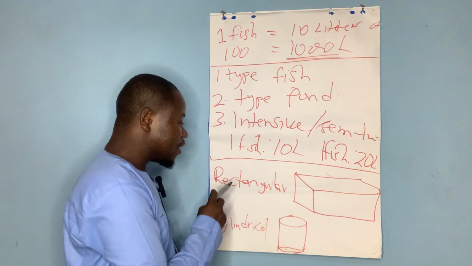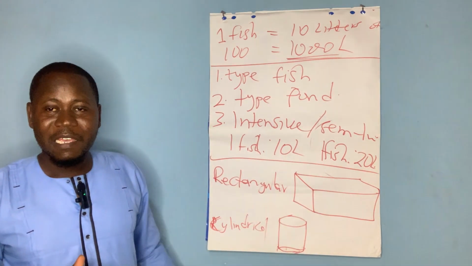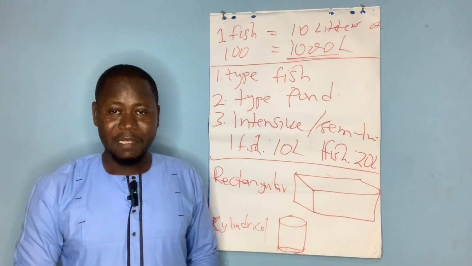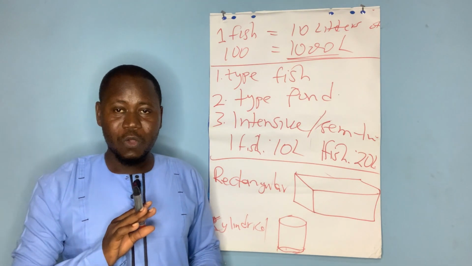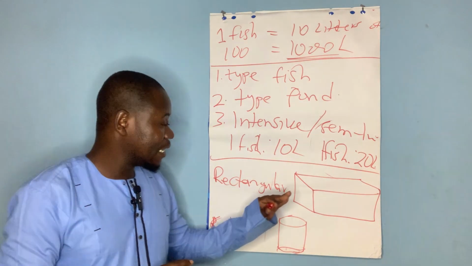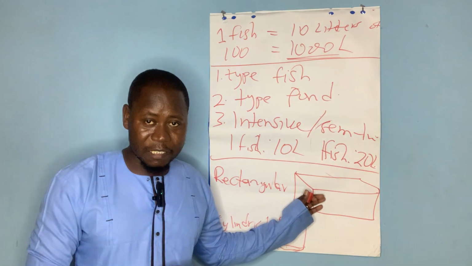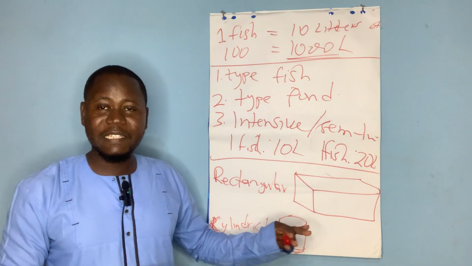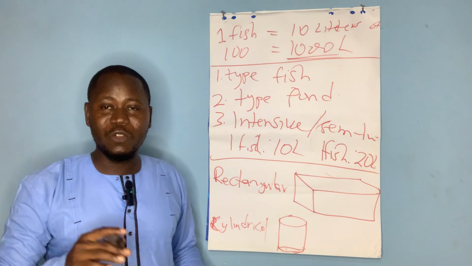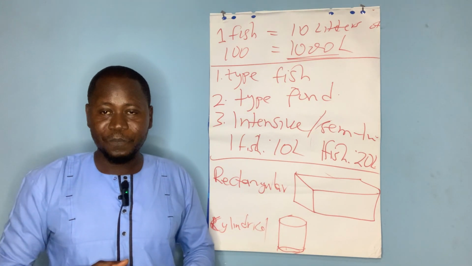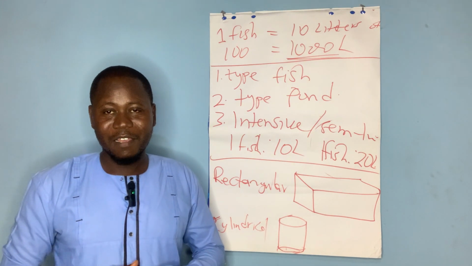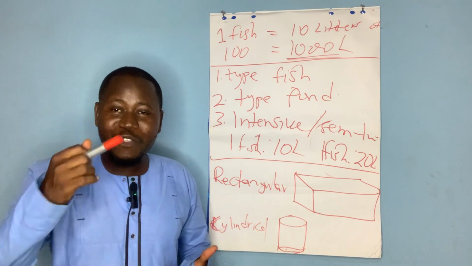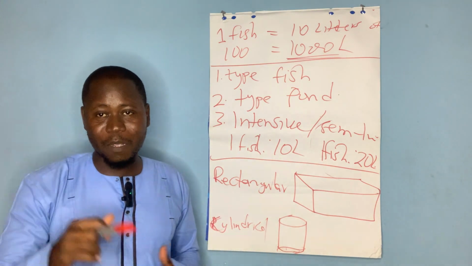Now, calculating for a rectangular pond is not the same way of calculating for cylindrical. So first of all, we will look at the rectangular pond, how to calculate that, and we also look at the cylindrical pond, how to calculate that. After getting the figures, then we can look at how to calculate the stocking density. Each step is important. If you just jump to how to calculate the stocking density, and we don't know how to calculate the volume, then that's a problem.